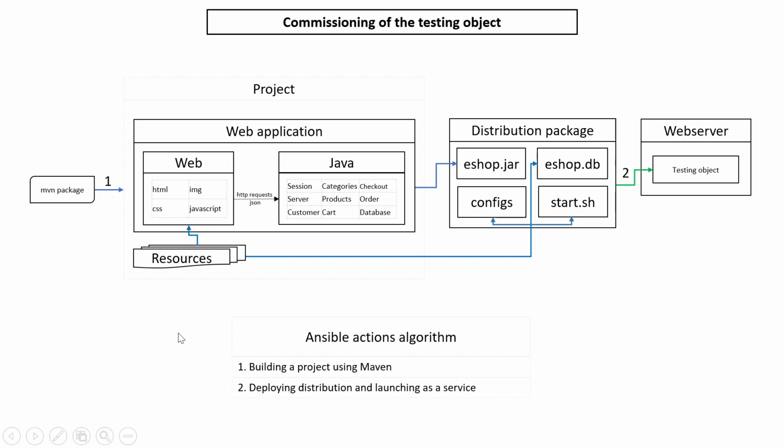Now we can proceed directly to the assembly and deployment of the eShop online store. I have developed the store for demonstration purposes for these lectures. It will be used as a testing object, and let me tell you more about its architecture. The store can be represented as a front-end part and a back-end part.